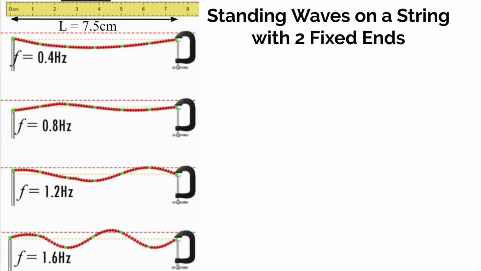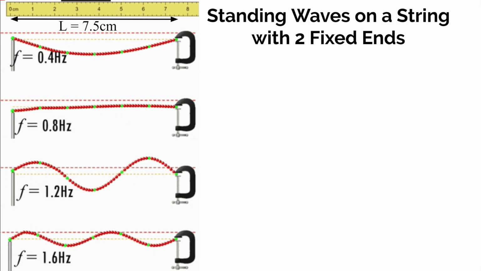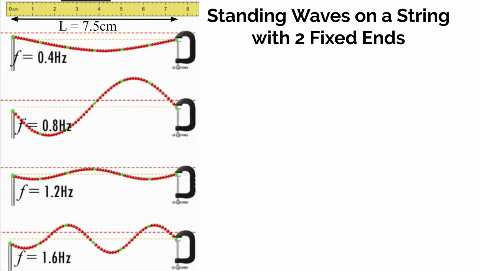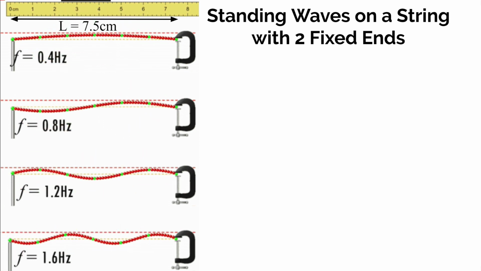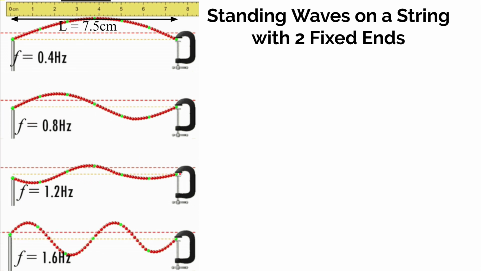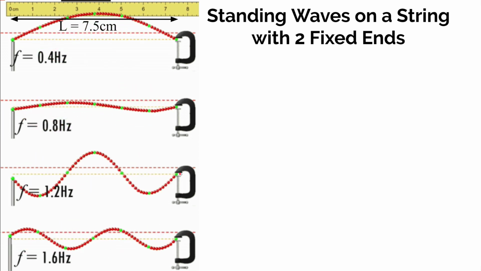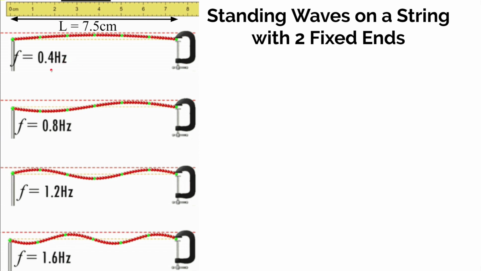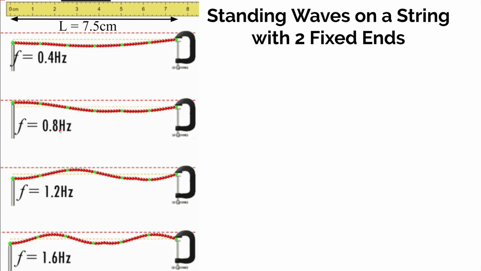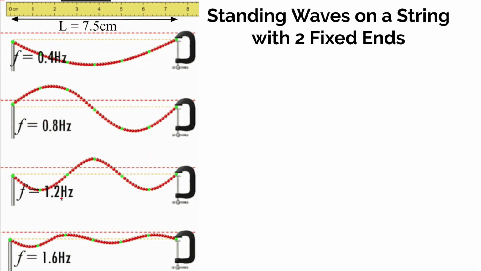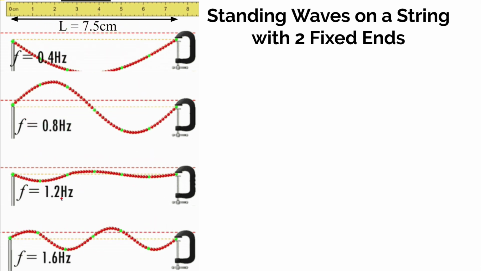So here I have the same simulation set up with the same length string, but instead of using 4 random frequencies just to see if it creates a standing wave, I've chosen 4 frequencies that actually create different looking standing waves. So the one down here is the standing wave that we saw before with 4 nodes and 3 antinodes with 1.2 hertz. Well, it turns out that the lowest frequency that can create a standing wave is 0.4 hertz, and the next frequency is 0.8 hertz. The next possible frequency is 1.2 hertz, and the next frequency up after that is 1.6 hertz.